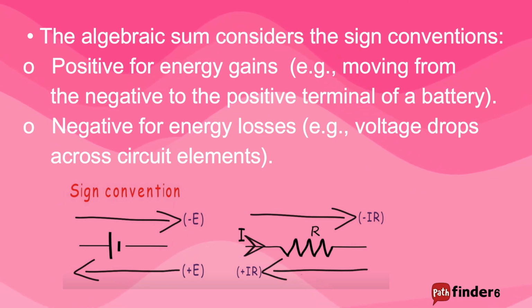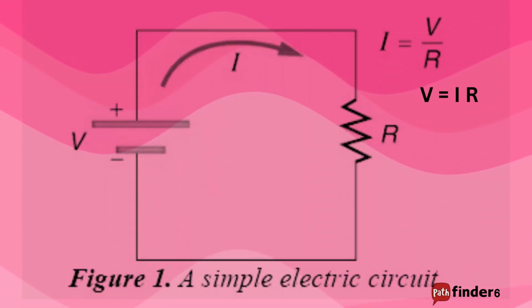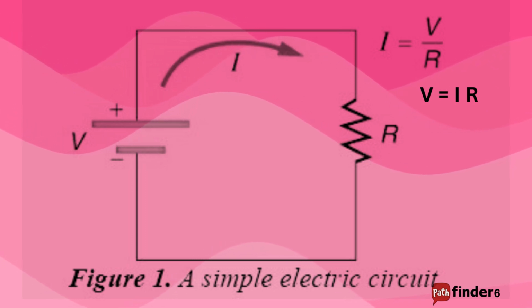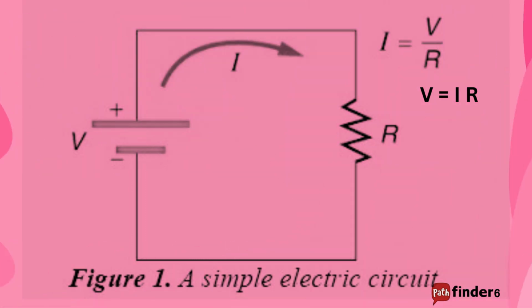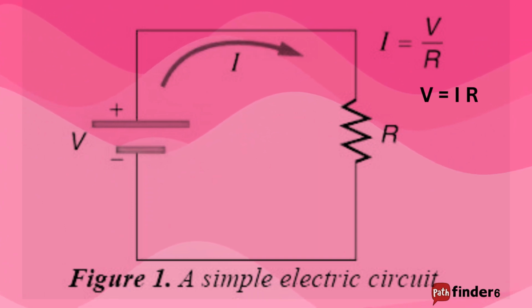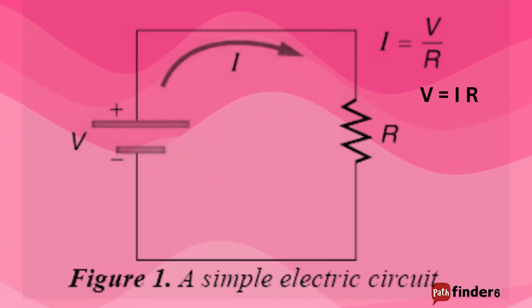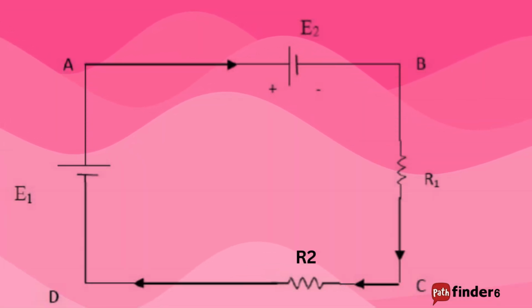Before we start to explain Kirchhoff's second law, let us recall Ohm's law. Look at the diagram to understand how to find the potential difference across the resistance R. The potential difference V is given by V is equal to IR. Apply Kirchhoff's second law to the circuit shown in the figure.